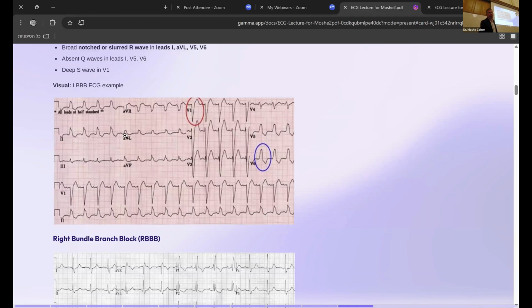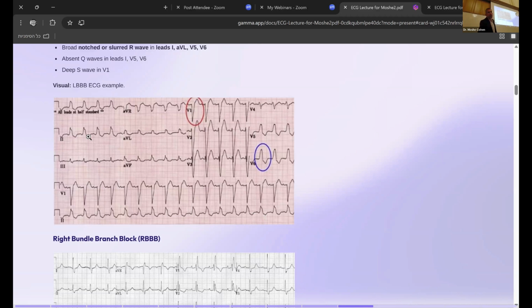Then you have the left lateral leads. That would be lead number 1, AVL, V5 and V6. So remember, 1, AVL, V5, V6. That's the left lateral part of the heart. Then you have V1 to V4. These would be the anterior leads. That will give you a reflection, like a camera looking at the anterior part of the heart. So there you have a whole coverage of the heart.